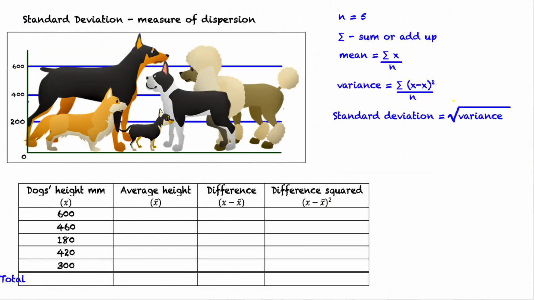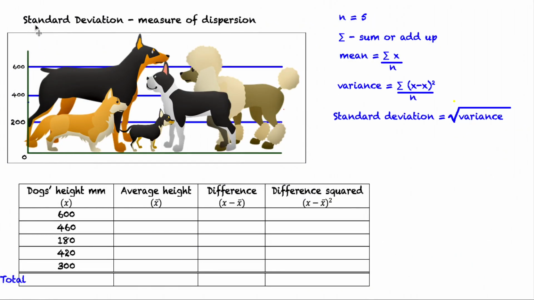Hello. In this video I will look at standard deviation. Standard deviation is a measure of dispersion or a measure of spread. We're going to measure how spread out data is. We're going to look at this by considering our 5 dogs and their height measured to their shoulder.